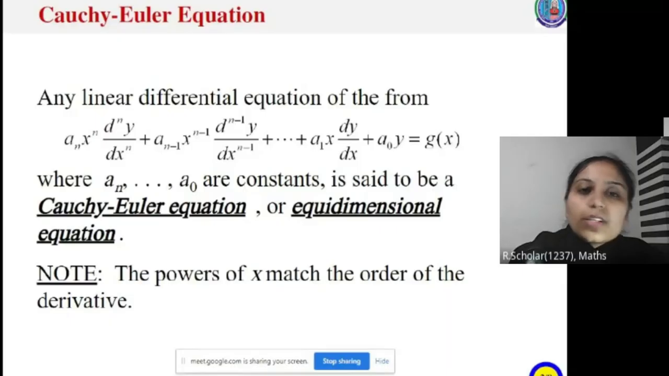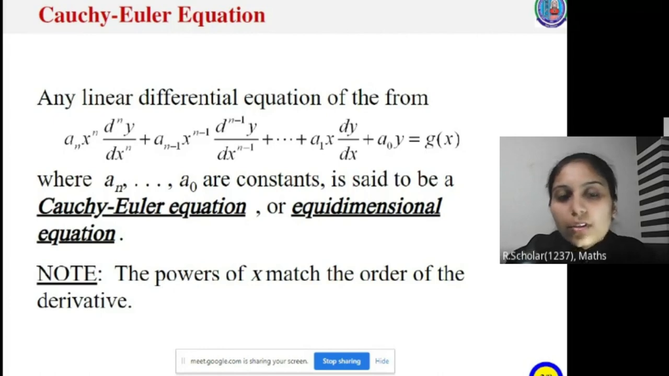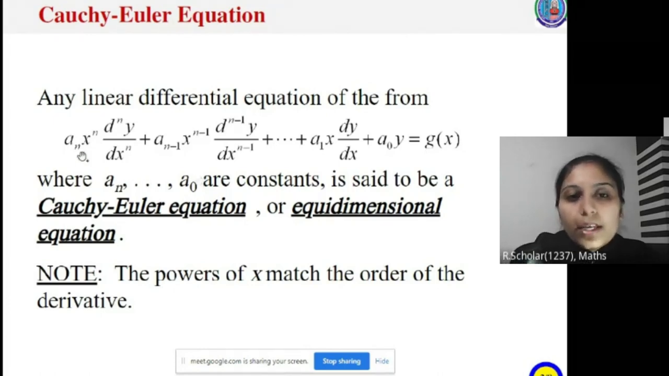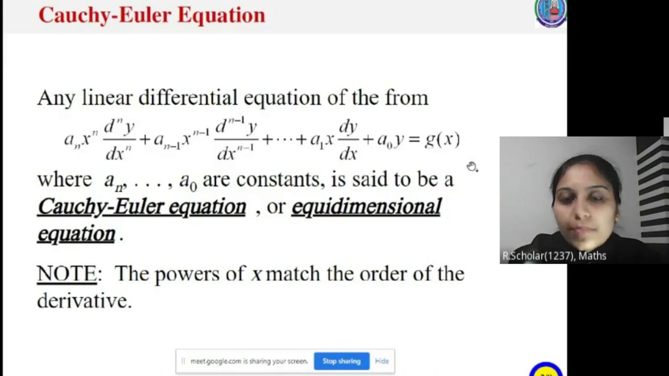So Cauchy-Euler equation is a linear differential equation of this form: a_n x^n d^n y/dx^n + a_{n-1} x^{n-1} d^{n-1} y/dx^{n-1} up to a_0 y is equal to g(x). Here you can see a_n, a_{n-1}, a_1, a_0 are all constants, and the speciality of this equation is that the power of x and the differential order match. Here x^n and d^n y/dx^n.